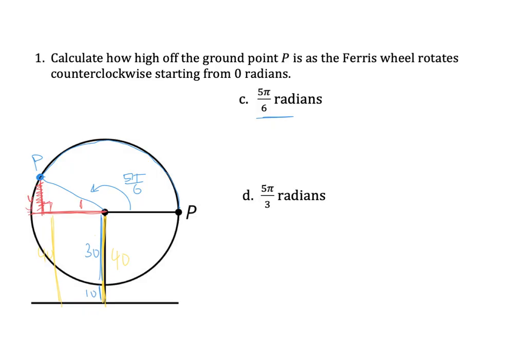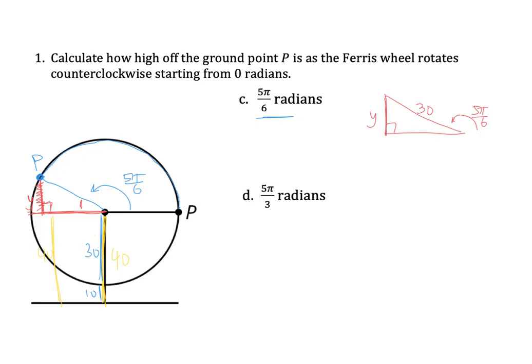So what am I going to do? Well, if you draw that triangle over here, I rotated 5 pi over 6. And this is 30 because the radius is 30. So we know it's 30 times bigger.